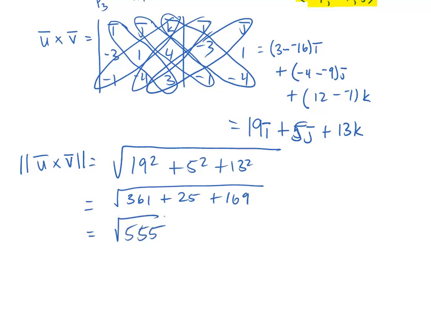All right, so the square root of 555 is approximately equal to 23.6. That is the area of that parallelogram. So that's how we apply the cross product in a couple of examples.